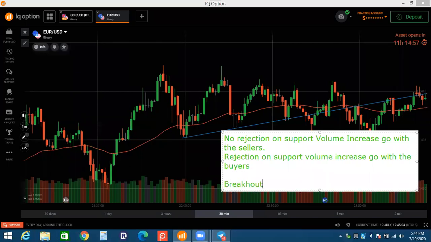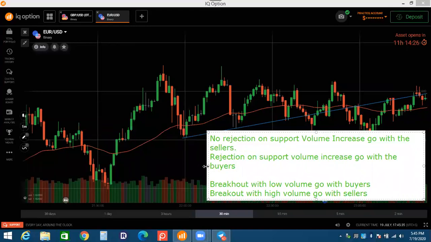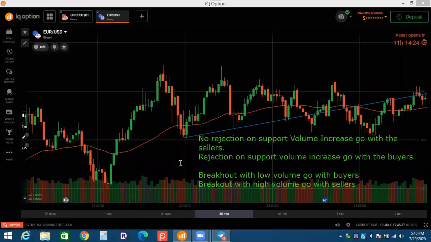Okay, another point: breakout with low volume, go with buyers. And again, breakout with high volume, go with sellers. All the things written here are for this condition. They are not rules for everything, only for this condition. So you can convert all the things as per your setup.